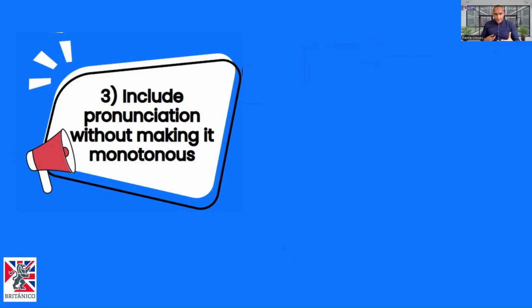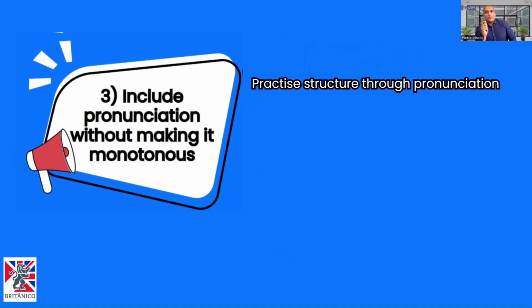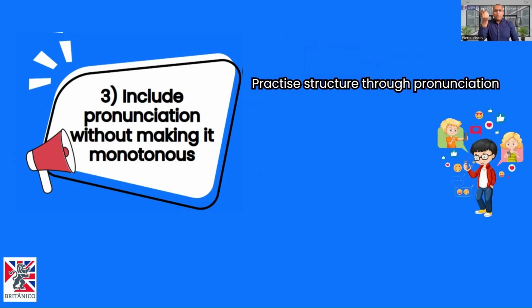So in this way, you make it more dynamic. And the last tip related to pronunciation, try to give our students opportunities to practice structure. We can say some grammar. Practice structure through pronunciation. For example, what is the adjective that comes to your mind when you look at this picture?